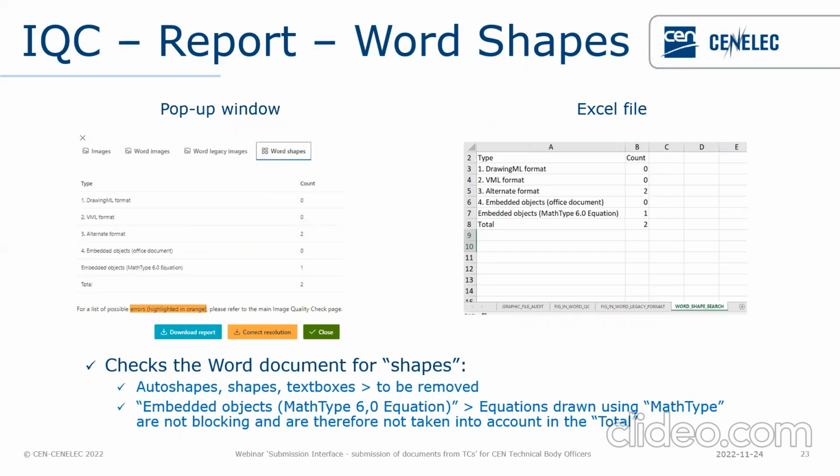An important point here is to highlight that the embedded objects, MathType, those are the equations drawn using the MathType tool, and those are not blocking, which is why you can see that in this example we do have one MathType equation found, and there are two other formats, but only two are counted at the end. So the total amount is what is blocking. All the equations drawn in MathType will appear mostly for information, but are not to be taken into account because they are not blocking your document from being accepted.